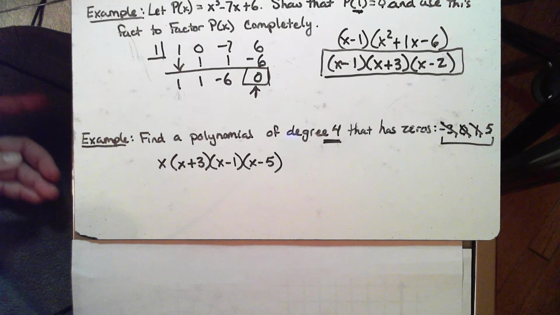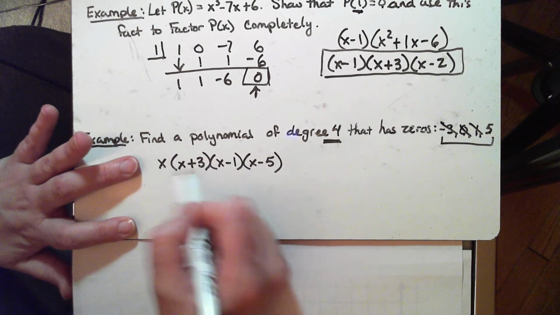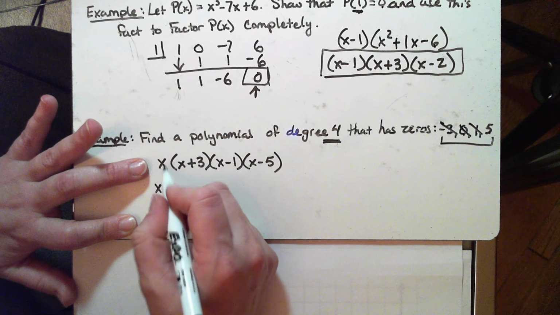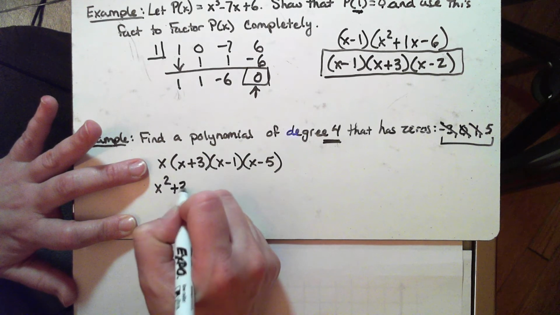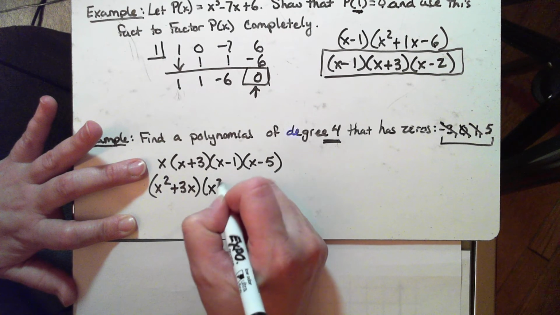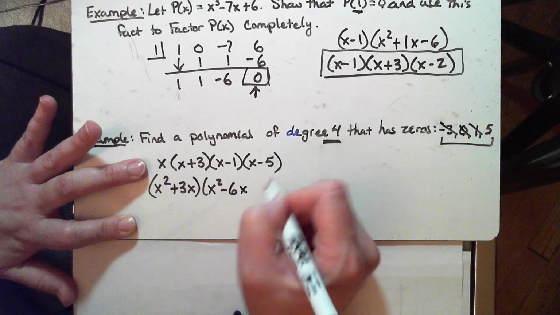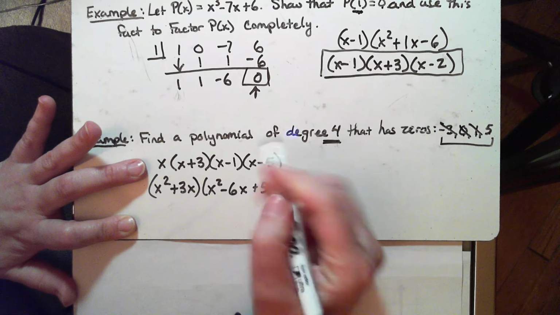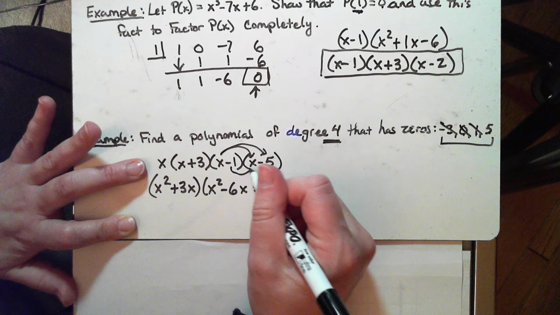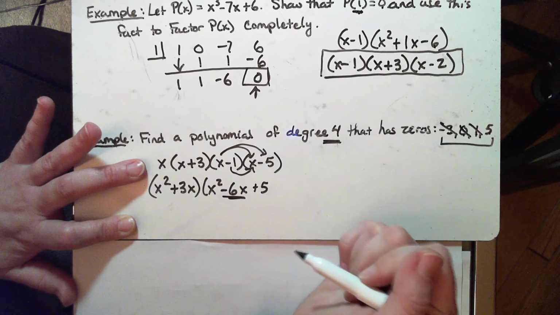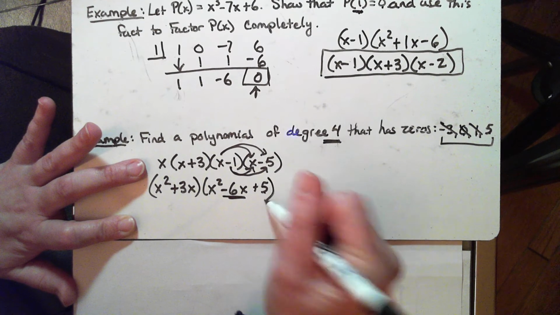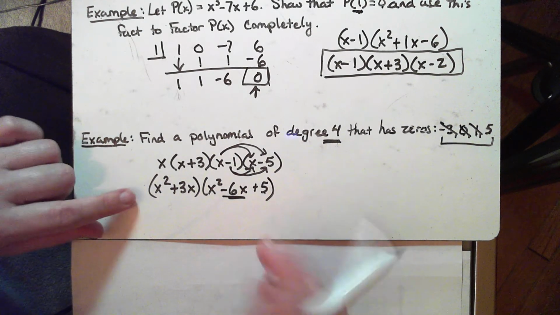Okay, so all I'm going to do is multiply this out. Personally, I like to pair things up, so I'm going to do these two first. And I have x times x is x squared, and x times 3 is 3x. And then this I'm going to multiply out. I get x squared minus 6x and plus 5. I just did x times x, x times negative 5, negative 1 times x, that combines to this negative 6, and negative 1 times negative 5. Okay, now I just need to multiply this out.